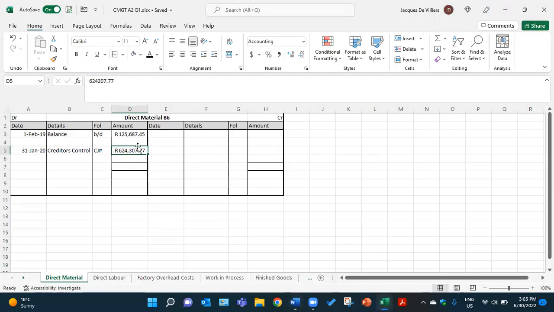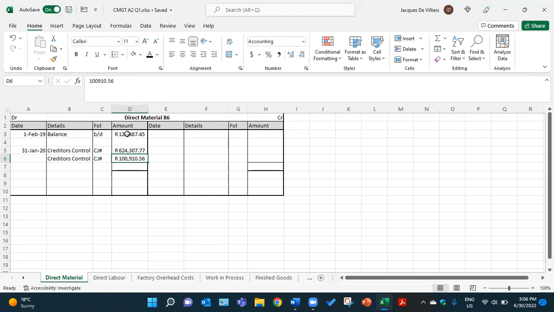624,000. Next one, I don't have to write the date again, is also creditors control. Same folio reference, and this is now to get it to us, the freight cost, also given. I'm not going to go back to the Word document now. It is given as 100,910.